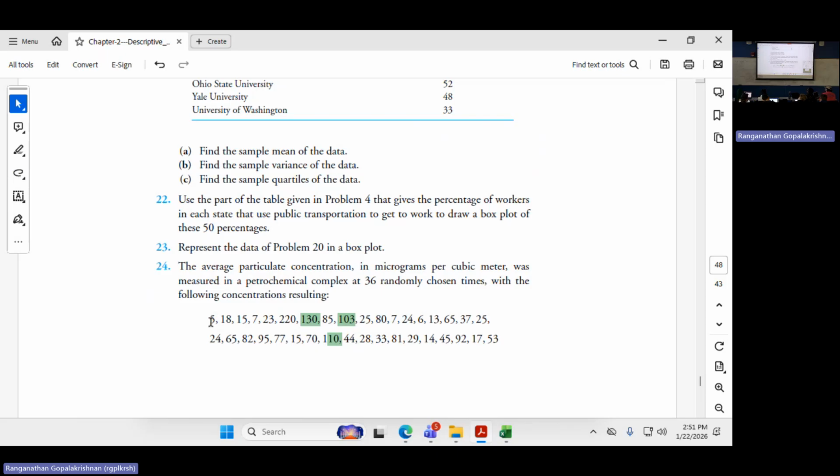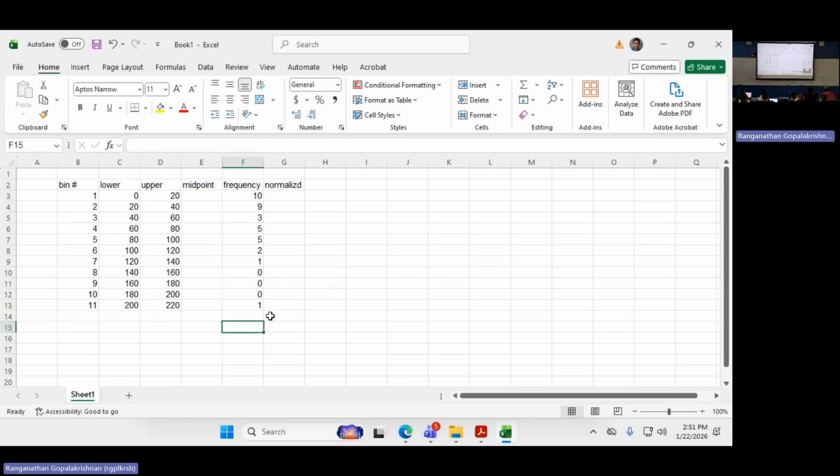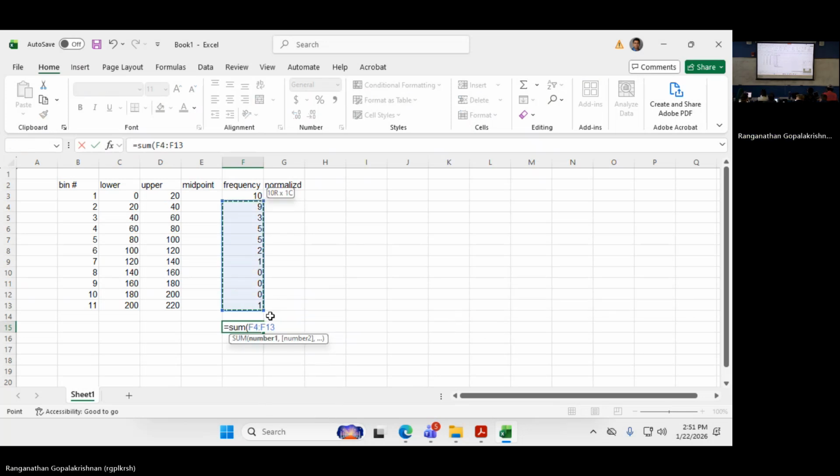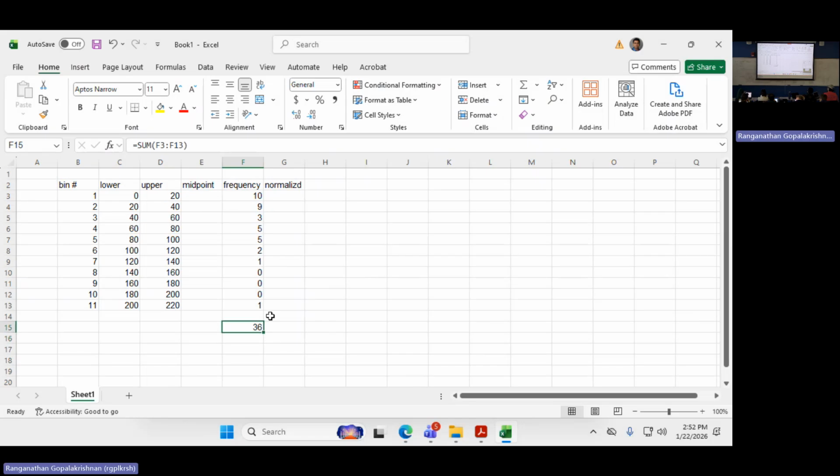So this is 36 values, right? 36 data points. Let's see if we got that count right. If we say sum, 36. So we did count it right. It all adds up to 36.